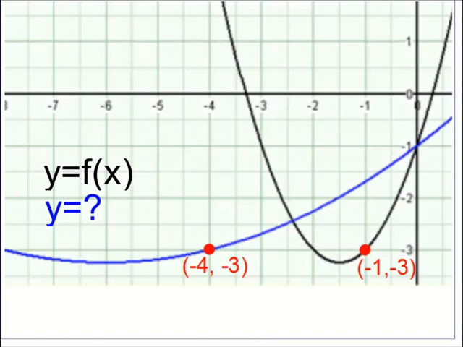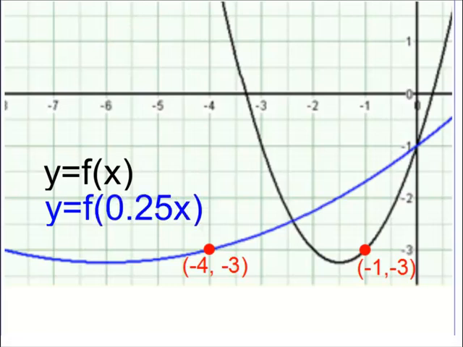And try this one yourself and press play when you're ready. So we get y is equal to f of 0.25x, or a quarter x. So our original x value was minus 1. That becomes minus 4 by multiplying by 4, and the reciprocal of 4 is a quarter, or 0.25. So we get 0.25x inside the brackets.